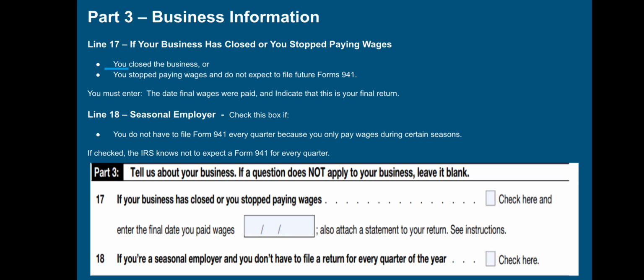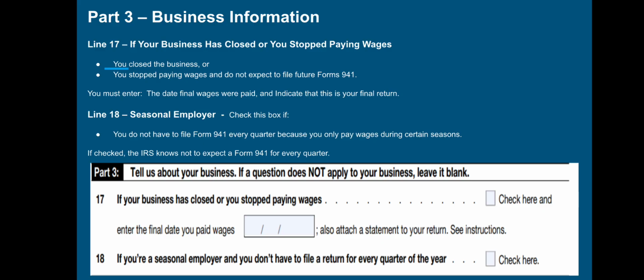Part 3. Part 3 is business information. In line 17, you will mention if your business has closed or you stopped paying wages. So you have to fill out this line 17. If you close the business or you stop paying wages and do not expect to file future 941 forms, you must enter the date final wages were paid and indicate that this is your final return.